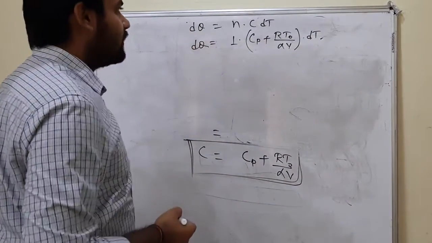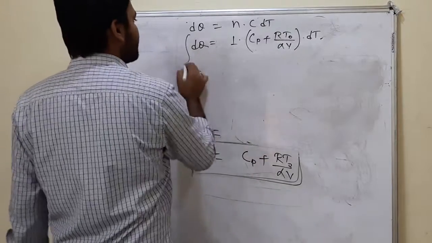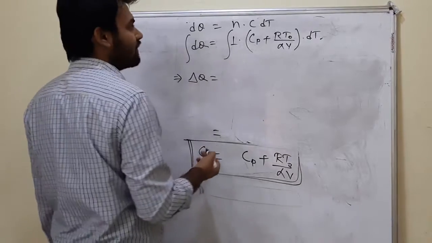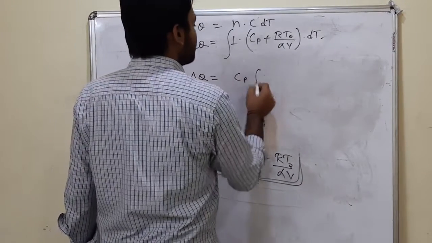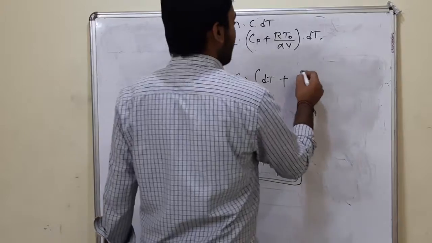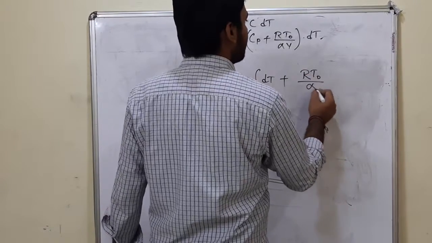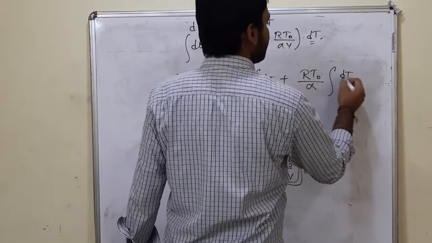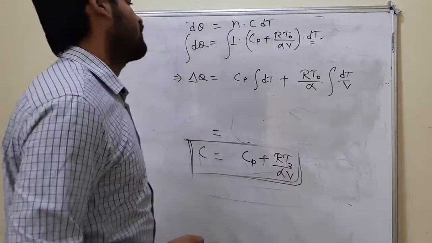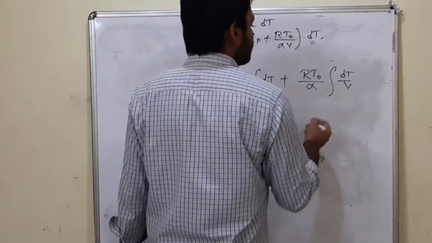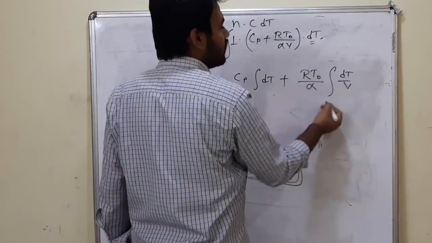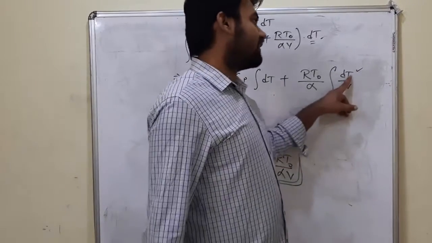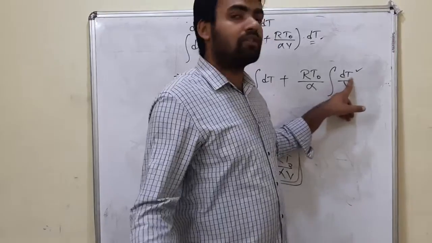Okay, now I will integrate this expression so that I will get the total value of heat supplied to the gas. Then it will be Cp integral dT plus R is constant, T naught is constant, alpha is constant. Okay, what about this? I will write this as dT divided by V. Okay, but I have to put the limits in terms of volume, but I am getting a differential term for temperature. So first of all, I will have to convert this term dT into dV.